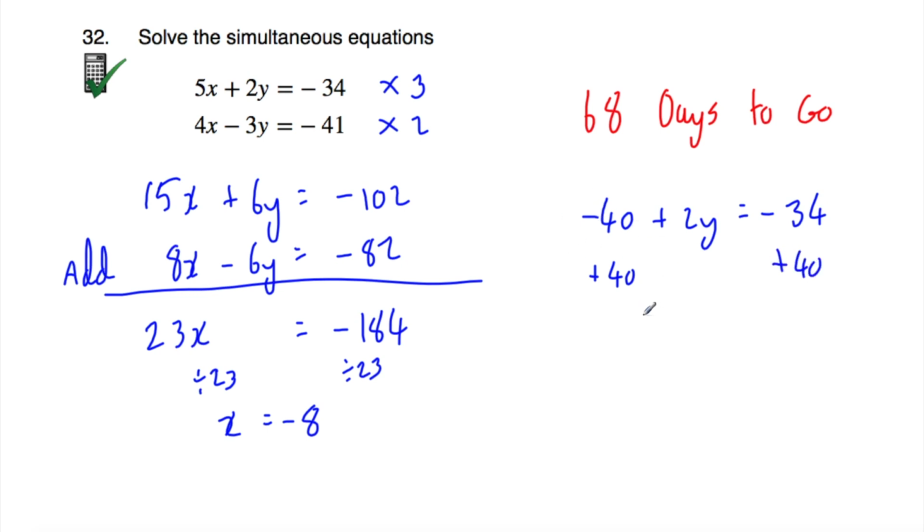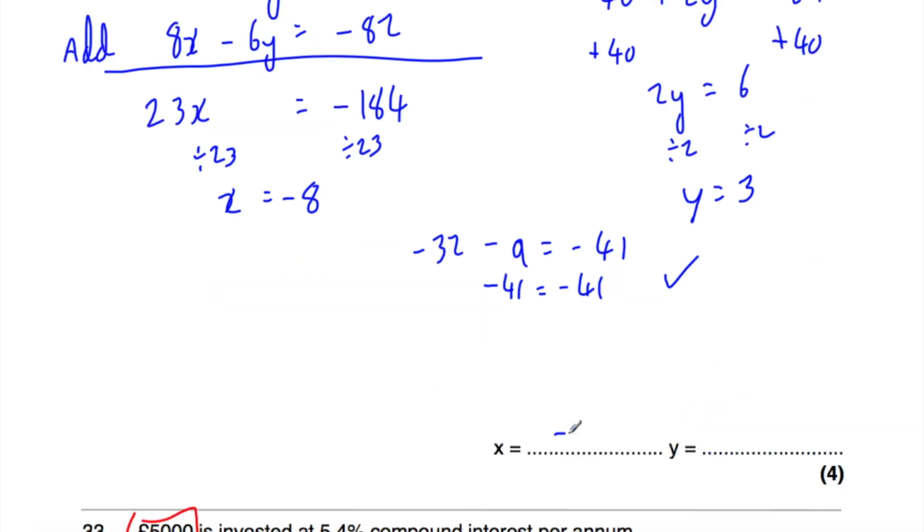So if we add 40 to both sides, the left-hand side we'll be left with 2y. On the right-hand side, that's equal to 6, and then divide by 2, and divide by 2, and we'll get that y is equal to 3. So we've got x equal to negative 8, and y is equal to 3. And if you got that, well done.